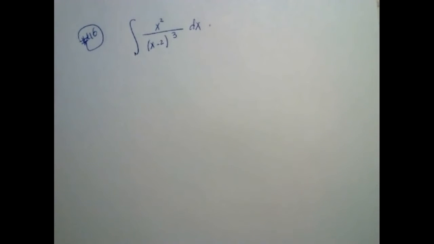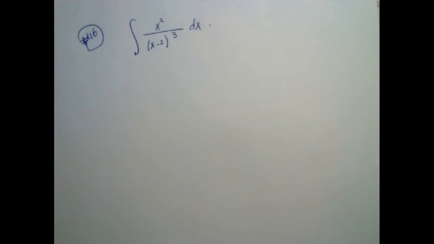You can have four separate equations. You have A over x minus 2, B over x minus 2 squared, or sorry, only 3, yeah, and C over x minus 2 cubed. Yeah, we can do that. Can anybody think of another way?